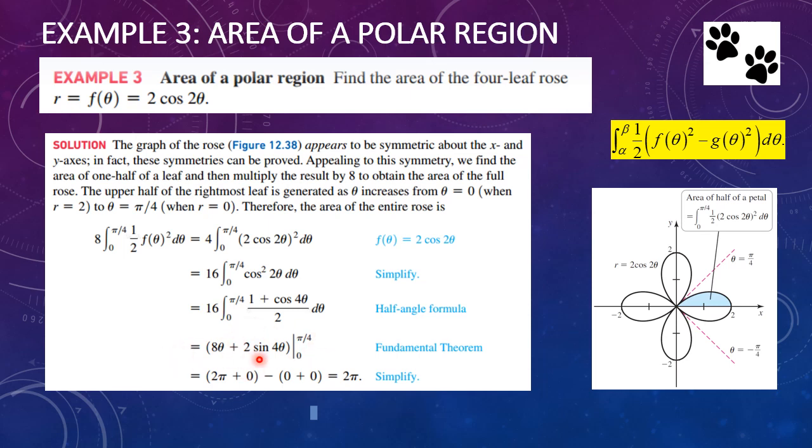Therefore, we can now see that our whole integral value is 8 theta plus 2 sine 4 theta between 0 and pi over 4, which gives us 2 pi plus 0, 8 times 4 pi over 4, and 8 times 0, minus 2 times the sine of 4 theta. When theta is pi over 4, we get the sine of pi, which is 0, and of course the sine of 0 is 0. So in the whole values, we get 2 pi for this region.